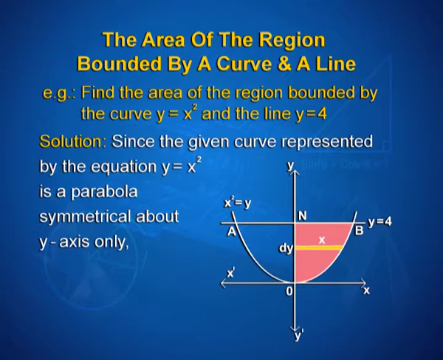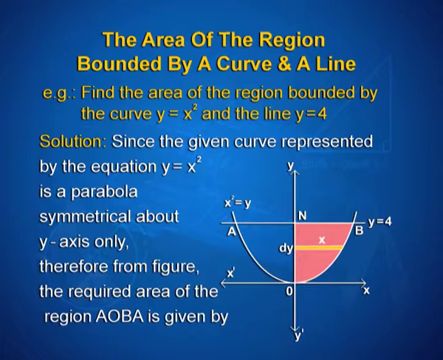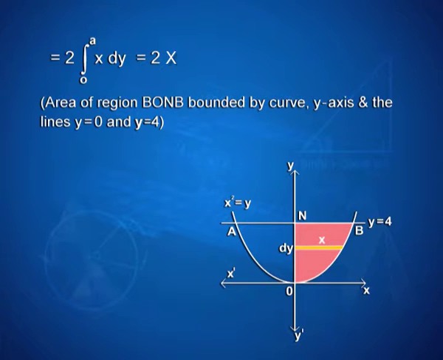Now, for the solution, since the given curve represented by the equation y is equal to x square is a parabola symmetrical about the y axis only, therefore, from the figure the required area of the region A O B A is given by 2 into integral 0 to a x into dy, that is equal to 2 into the area of region B O N B bounded by the curve, y axis, the lines y is equal to 0 and y is equal to 4. This is the shaded area we need to calculate with width dy and height x.